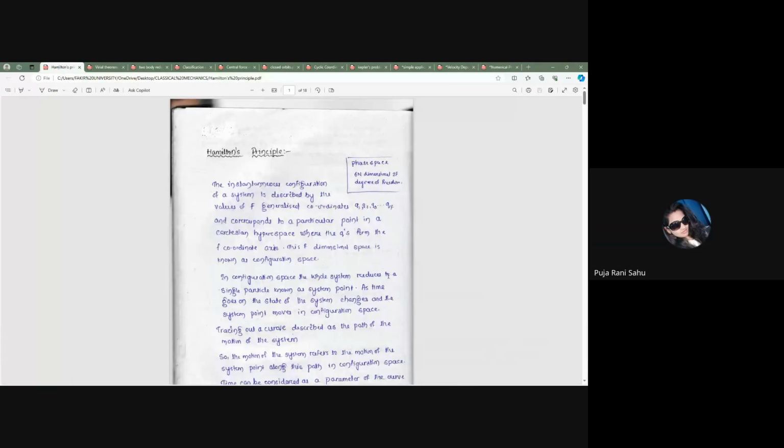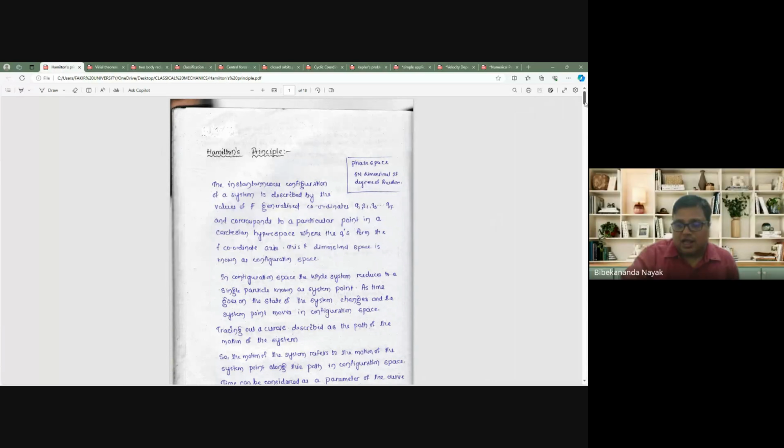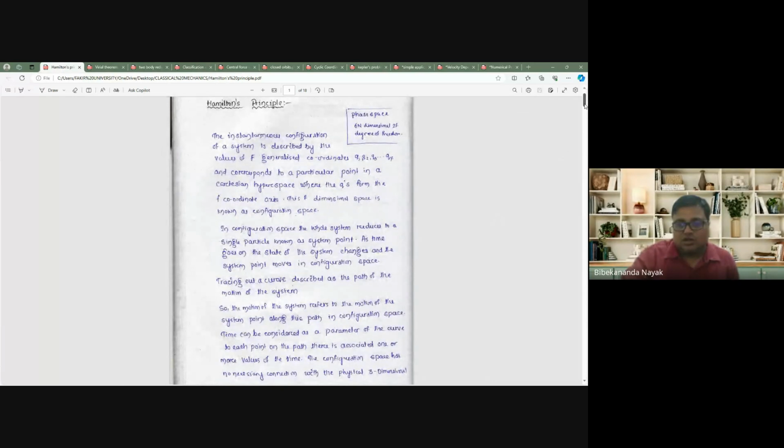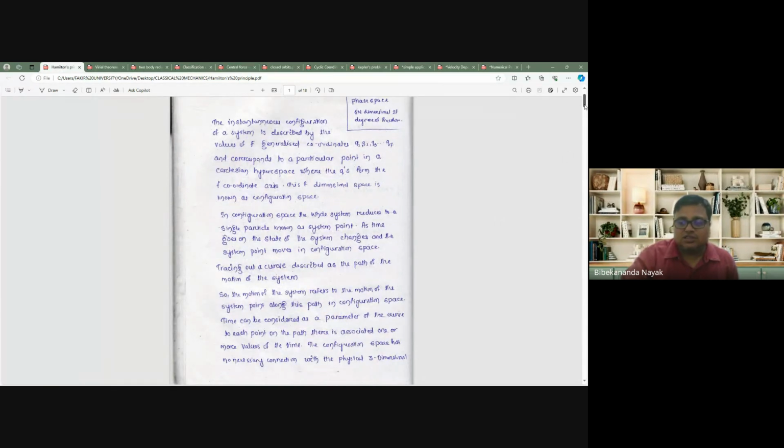Next is Hamilton's principle. Basically, what we did in the Lagrangian formulation is in configuration space. Normally we know that a three-dimensional space has three coordinates, x, y, z, so 3 degrees of freedom. We already discussed that for a particle there are 3 degrees of freedom. That space is known as configuration space.